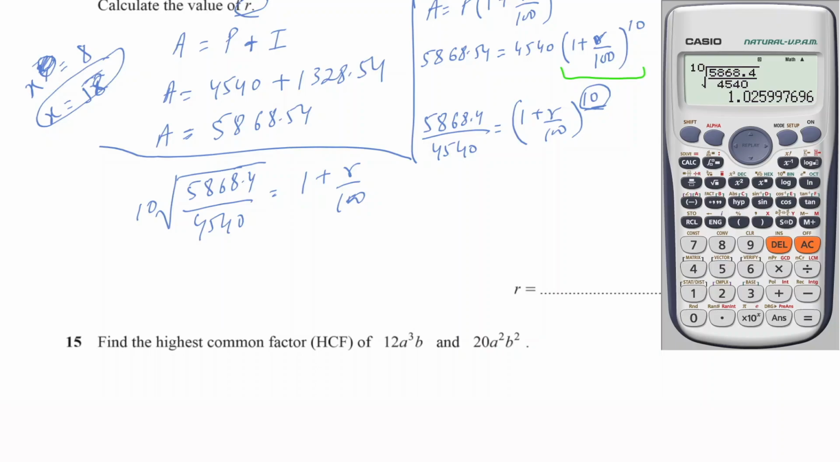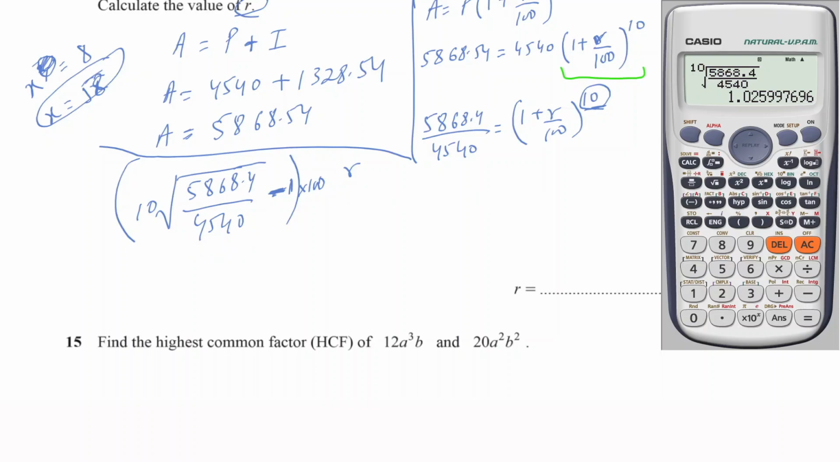If I shift that, it will be the answer of this one minus 1. Then the value of r will be whatever answer comes over here multiplied by 100. See, I have just reduced some of the steps. Try to understand it. If you don't understand, just rewind the video and do it again.